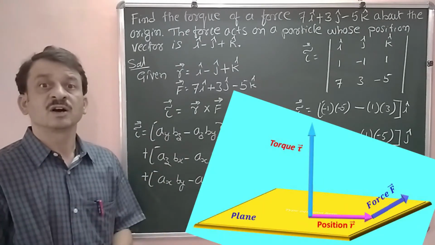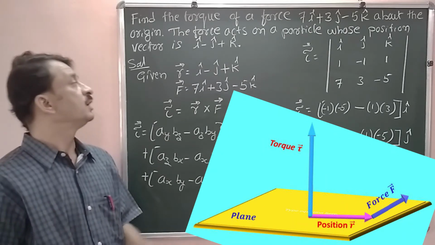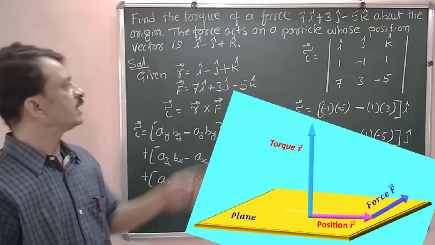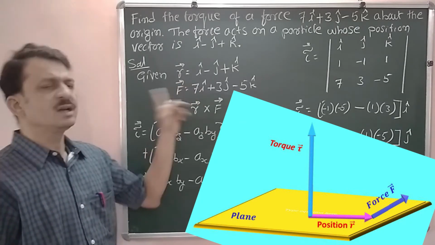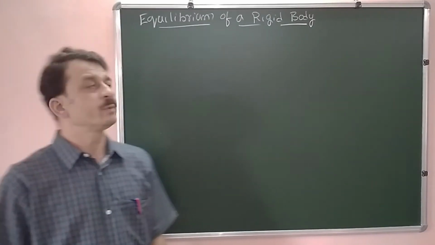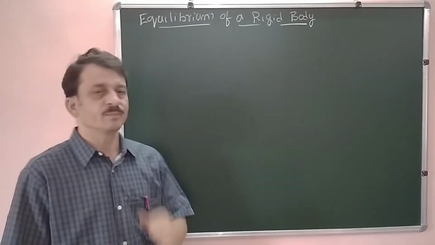What is the direction of the torque? Remember that the direction of the torque is always perpendicular to the plane containing the position vector and the force vector. Now we will study equilibrium of a rigid body.